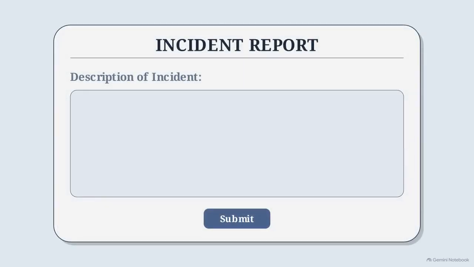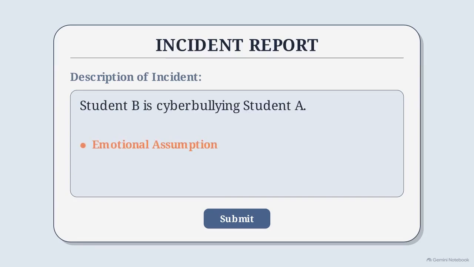This mock-up shows a standard school incident report form. When you fill out these text entry fields, you have to be careful to distinguish between a subjective assumption and an objective fact. If you write "Student B is cyberbullying Student A," you are making an emotional assumption. You need to cross this out. Writing a conclusion like this implies an investigation has already happened.